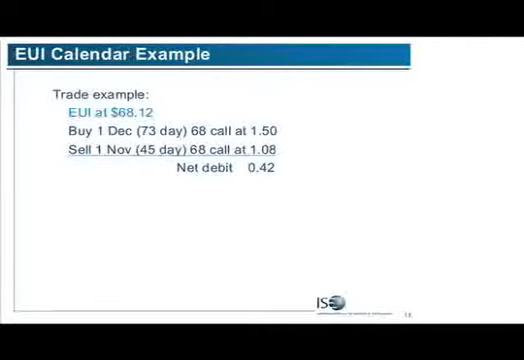So I'm buying the option that has more time until expiration, and so certainly that option will be worth more. Options that have more time until expiration are worth more than options that have less time until expiration. So the moral of the story is this spread is established for a net debit. I'm going to pay 42 cents to put this trade on.